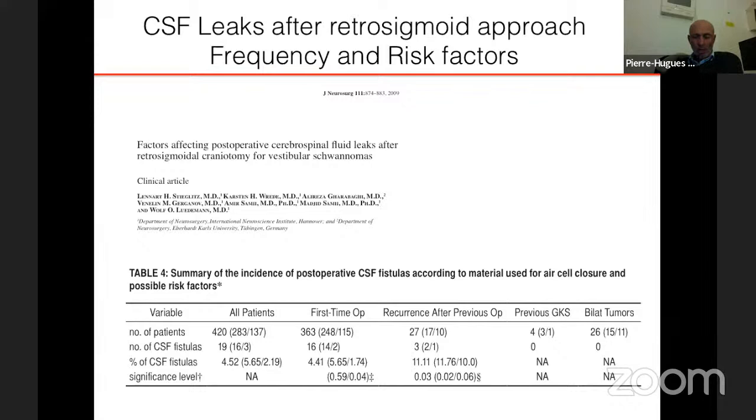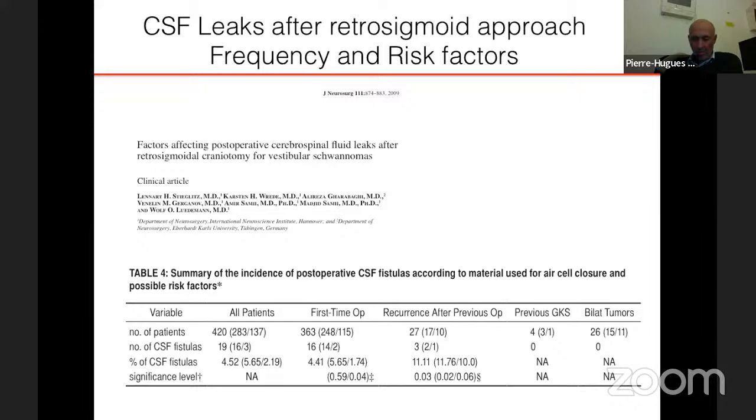I personally operated more than 20 failed gamma, and I do not consider that this is a potential risk for fistula, because gamma is not a radiation technique like others. And usually it doesn't give any scar on the dura and on the soft tissue. I'm wondering whether this is a potential risk. In my hands, not, but we can discuss about that.